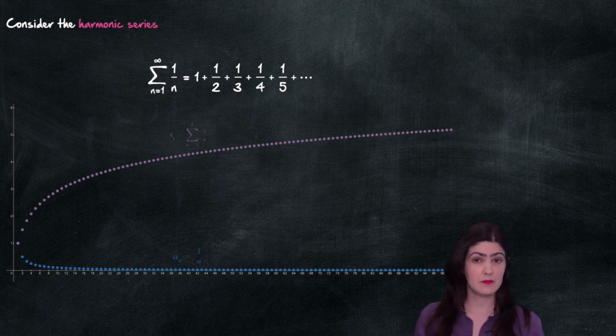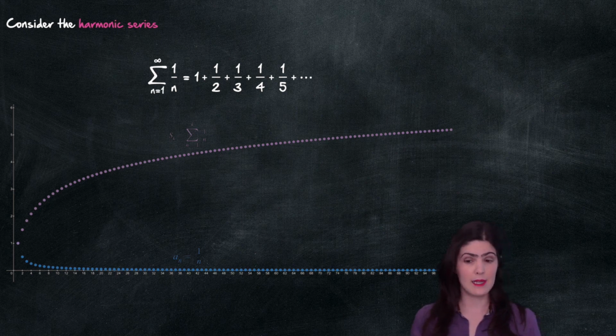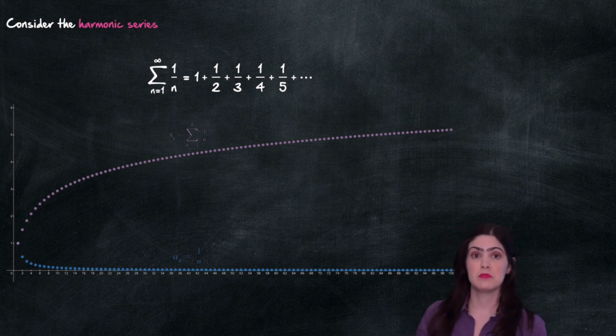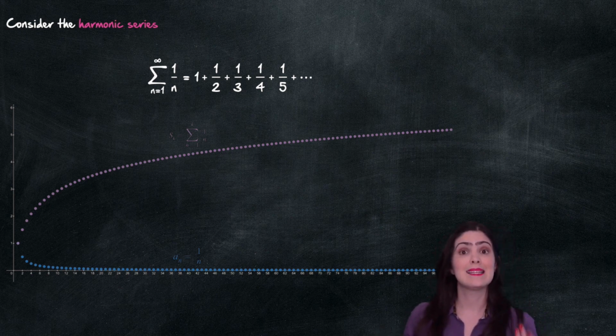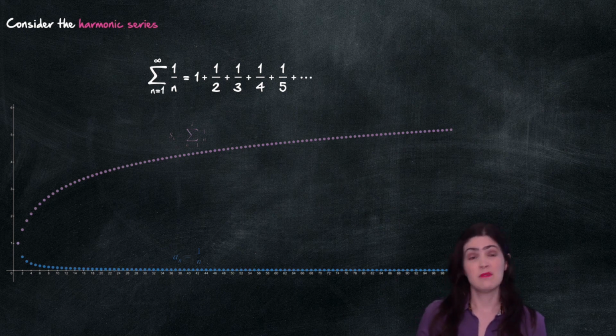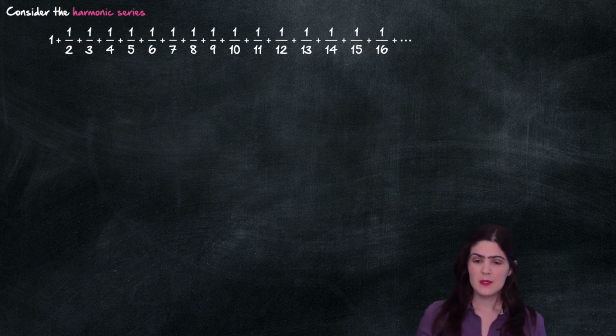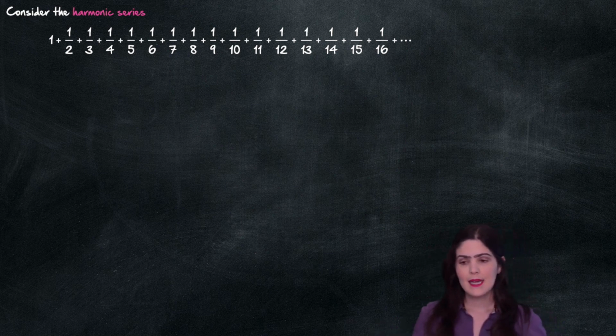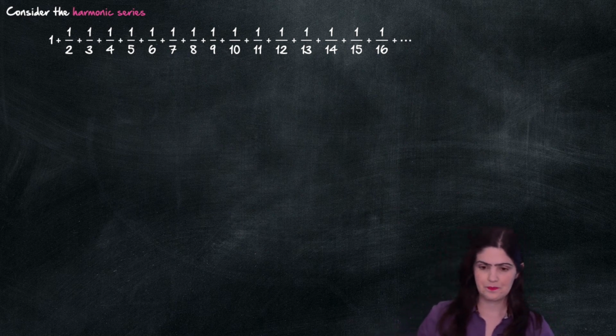Now, do you agree? Well, let's see if we were right. Let's take a look at the partial sums, take the limit of the partial sums, and see what we get. Because remember, we only have the definition at our disposal so far. So here are the first 16 terms of my harmonic series, and we're going to notice the following.